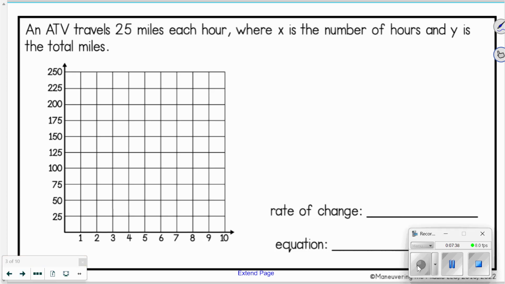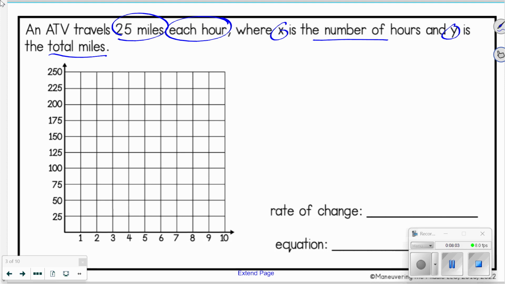So this one, again, marking your text is going to help you out a lot, guys. It travels 25 miles each hour, where x is the number of hours and y is the total miles. So it's nice that they even define your variables for you. The critical step is identifying your variables, knowing what your x and your y are, because as you can see, everything else is kind of dependent on those 2 values.